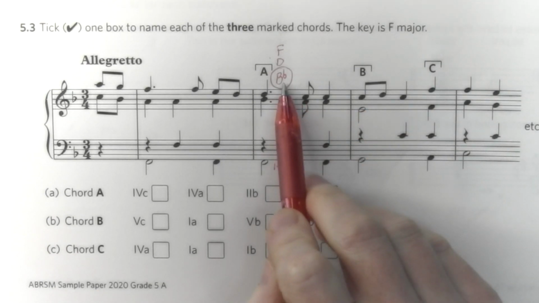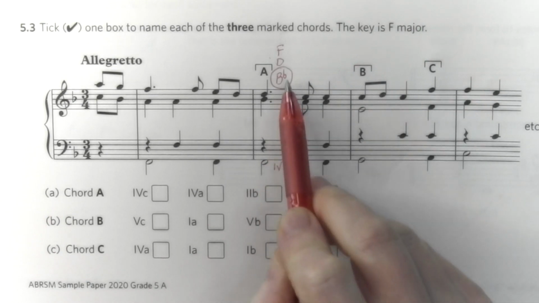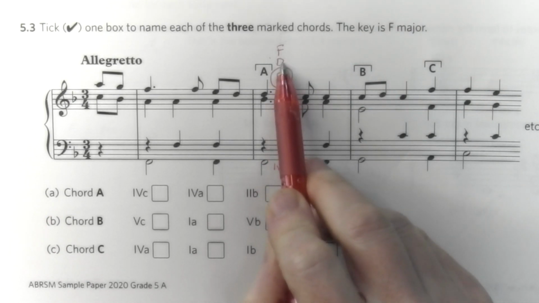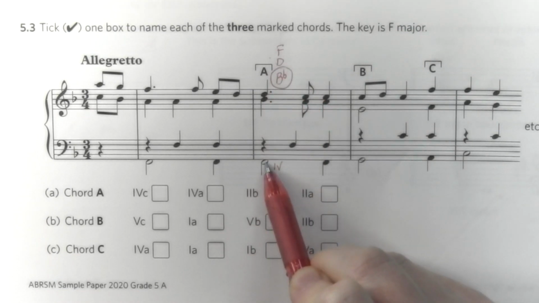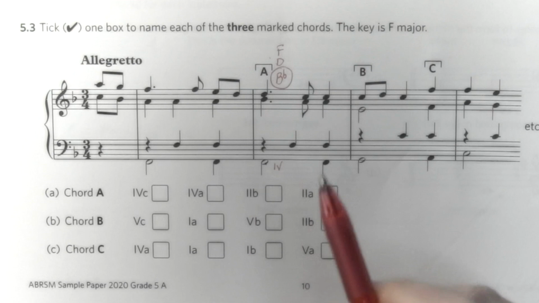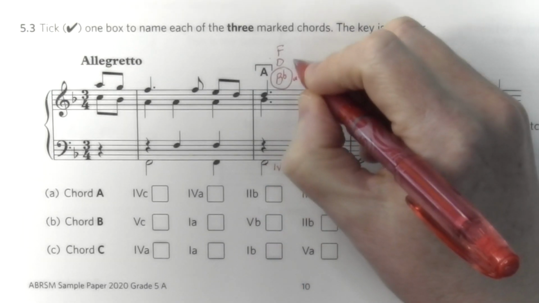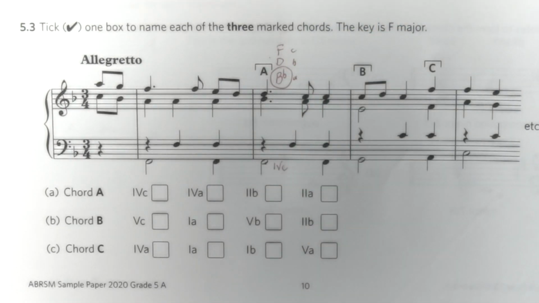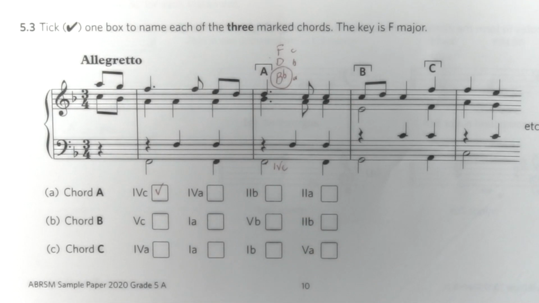Now, which note is in the bass? Is it F, root position? Is it B flat? Is it D, first inversion? Or is it F, second inversion? It is F, second inversion. So we are looking for C, because this is for A, for B, and for C. So we're looking for C, and here it is. So this is the right answer.